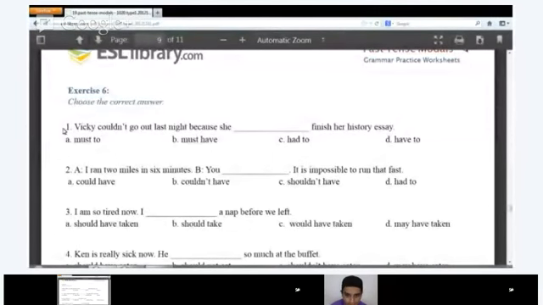Alessandro, go to exercise 6 and do numbers 1 and 2 for me, please. Yeah, sure. Vicky couldn't go out last night because she had to finish her history essay. Excellent. Had to. Good. And I ran 2 miles in 6 minutes. You, blank. It's impossible to run that fast. You couldn't have. It is impossible to run that fast. Excellent. Excellent.